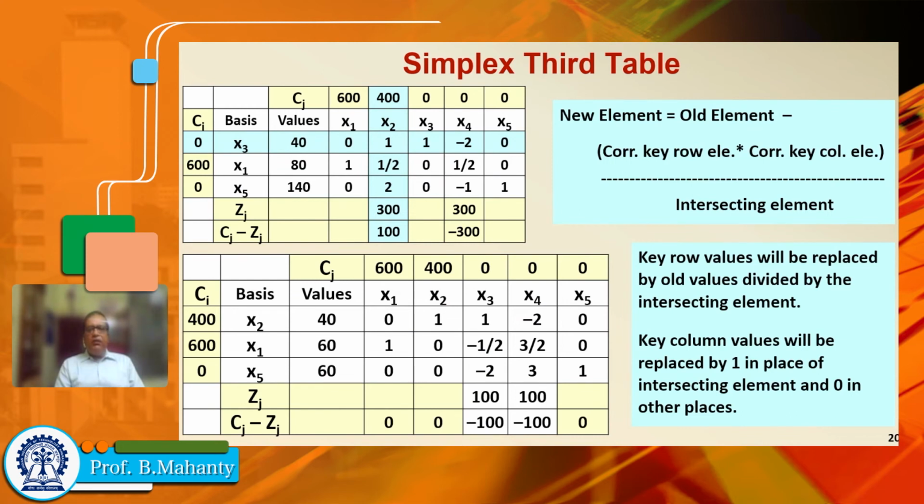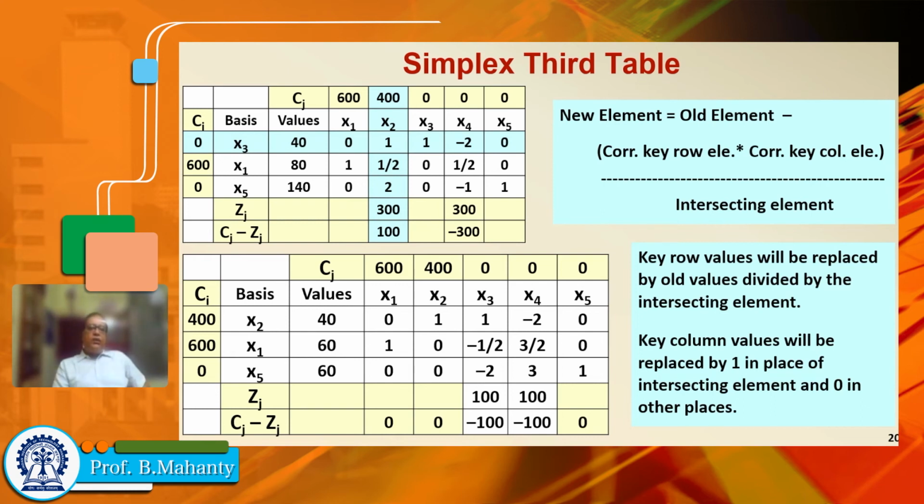So this operation is not going to be difficult. This will be 40, 0, 1, 1, minus 2 and 0. Now let us look at the values. So what will 80 become? You see 80. Now another way also you can look.